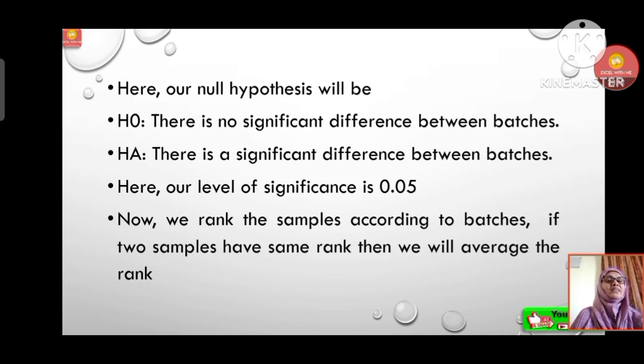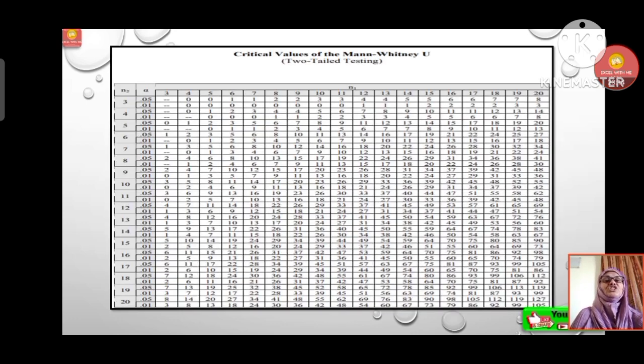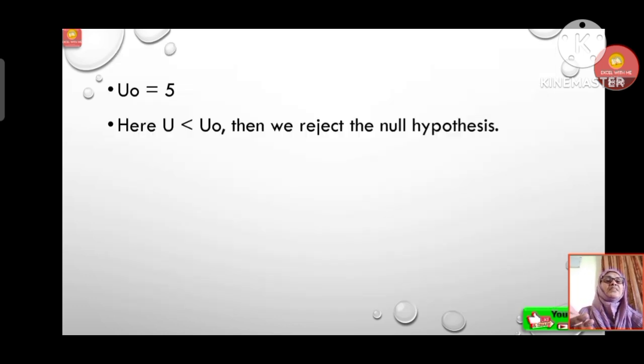This is the table I was talking about. This is the critical value table of the Mann Whitney U-test. With this table only, we can decide whether to reject or accept our null hypothesis. Now U0 is equal to 5, here U is less than U0, so we reject the null hypothesis.